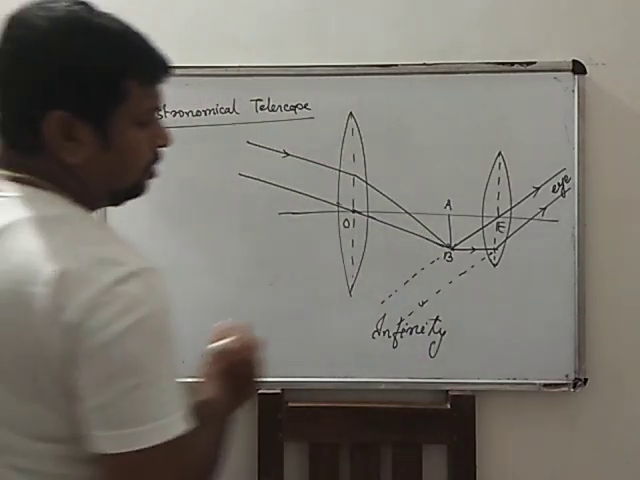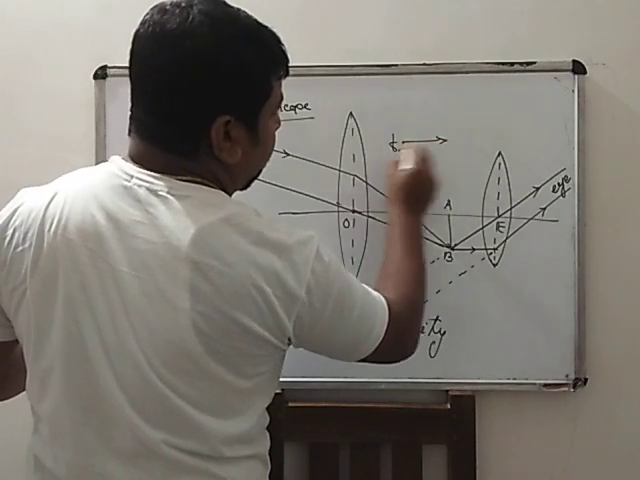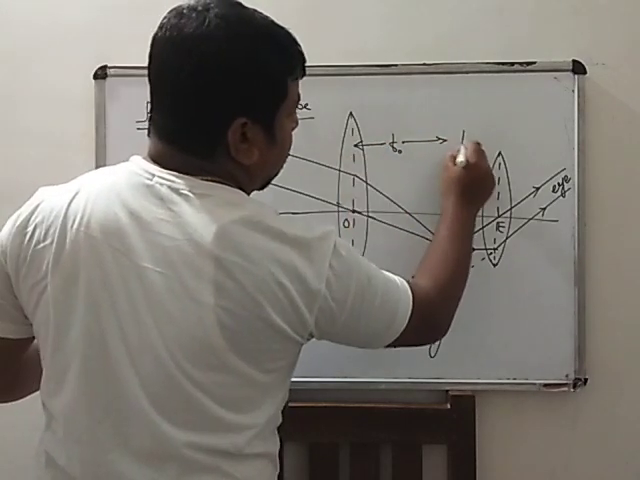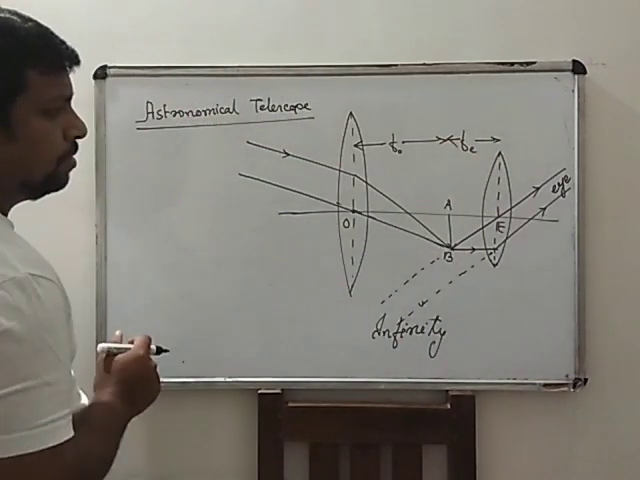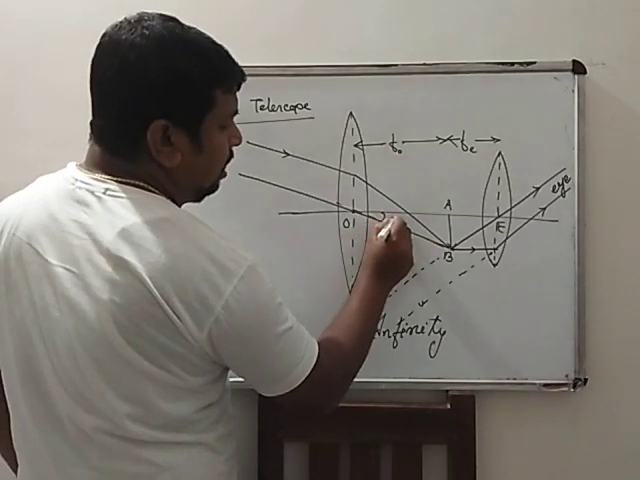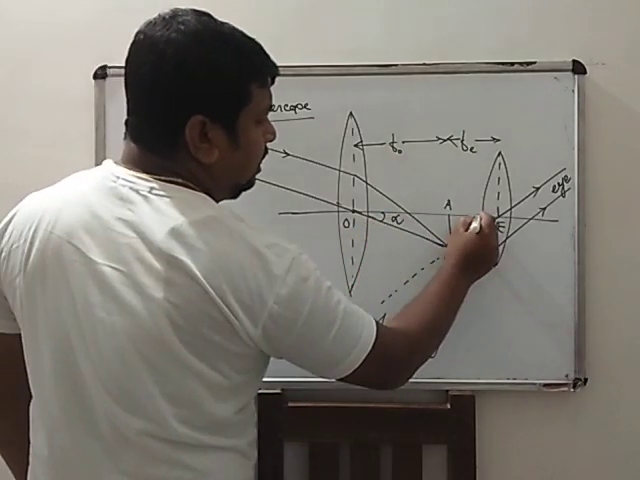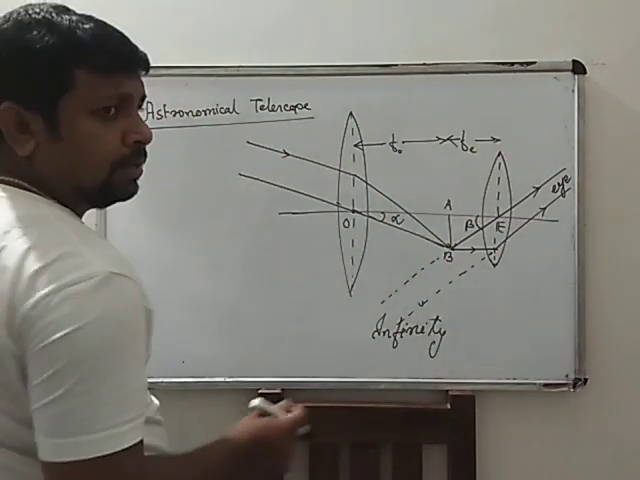Infinity. So here, this is F naught and this is Fe. Now, angular magnification. This is alpha and this is beta.